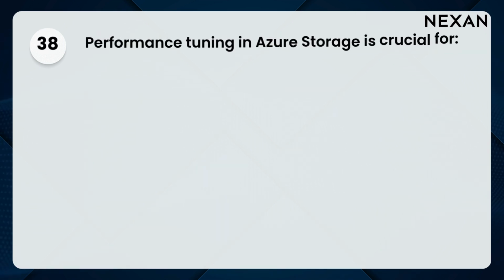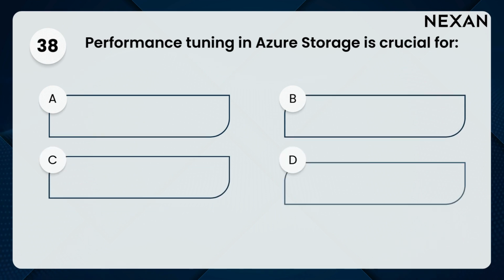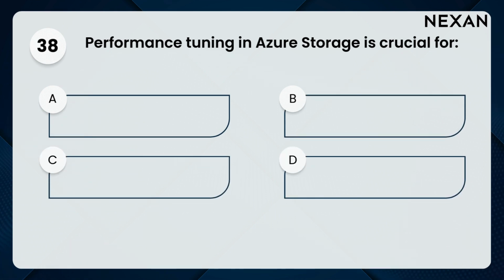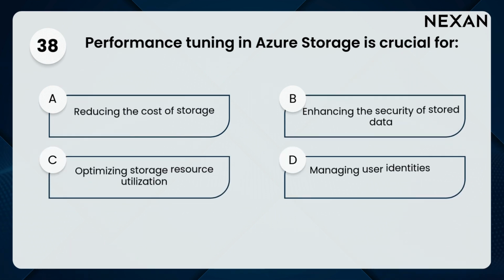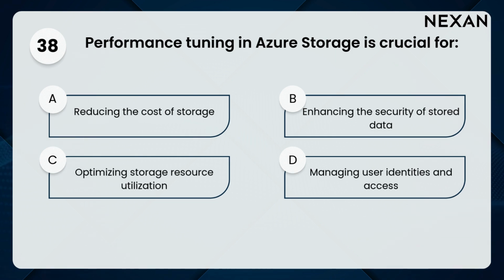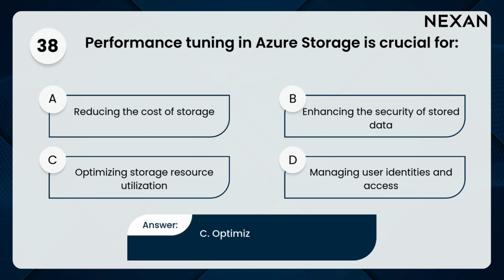38. Performance tuning in Azure Storage is crucial for A. Reducing the cost of storage, B. Enhancing the security of stored data, C. Optimizing storage resource utilization, D. Managing user identities and access. Answer: C. Optimizing storage resource utilization.